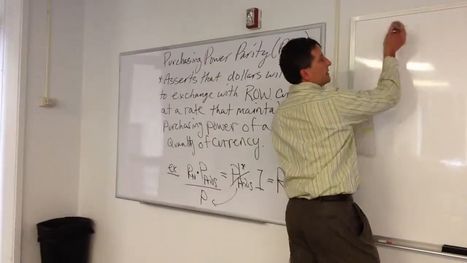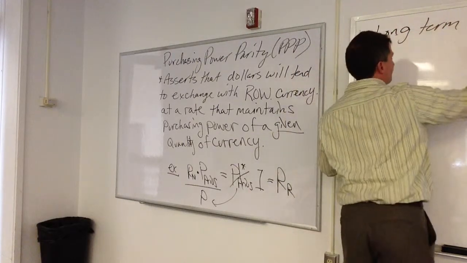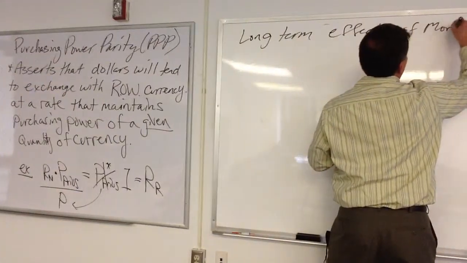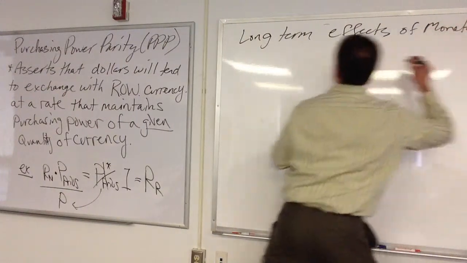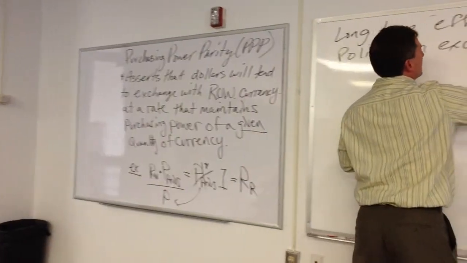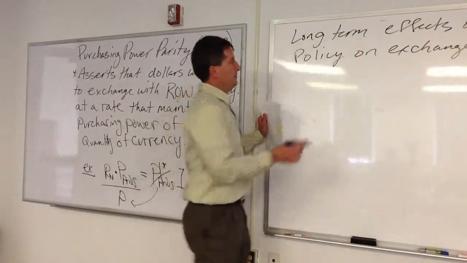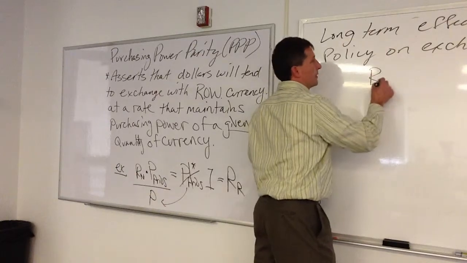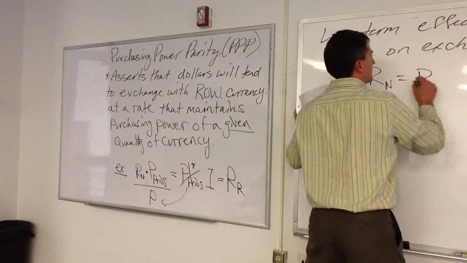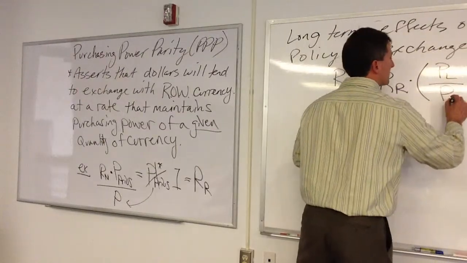So I'll just rewrite this here. Long-term effects of monetary policy on exchange rates. So I'm just going to rewrite that equation here. The nominal exchange rate's equal to the real rate times the ratio of the price levels.